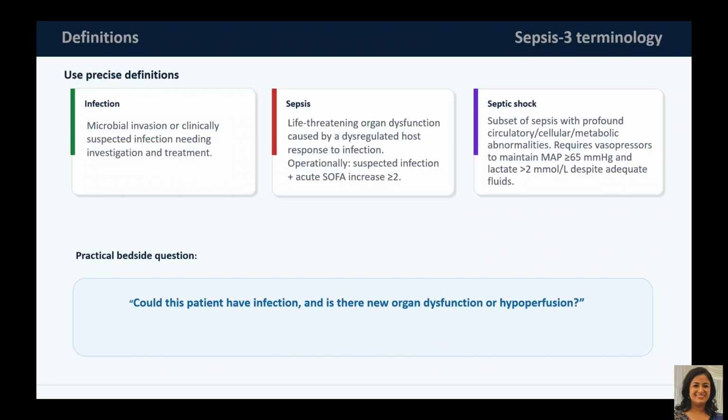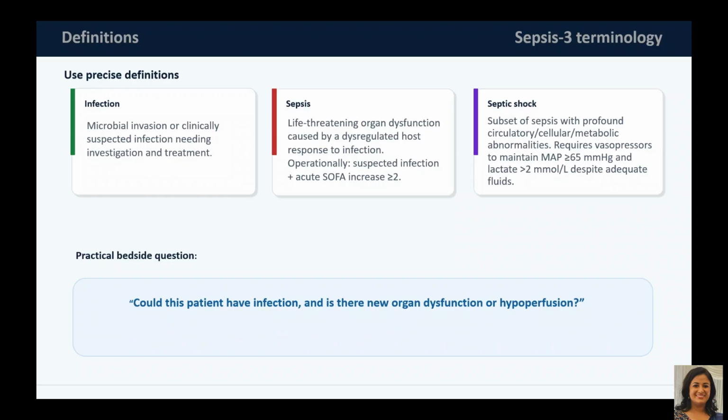Okay, so in the clinical setup, we say that if there's a suspected infection and the acute SOFA score is 2 or more, then there is sepsis, isn't it? And what is septic shock? Septic shock is a subset of sepsis, but there is a profound circulatory, cellular, and metabolic derangement in this patient.